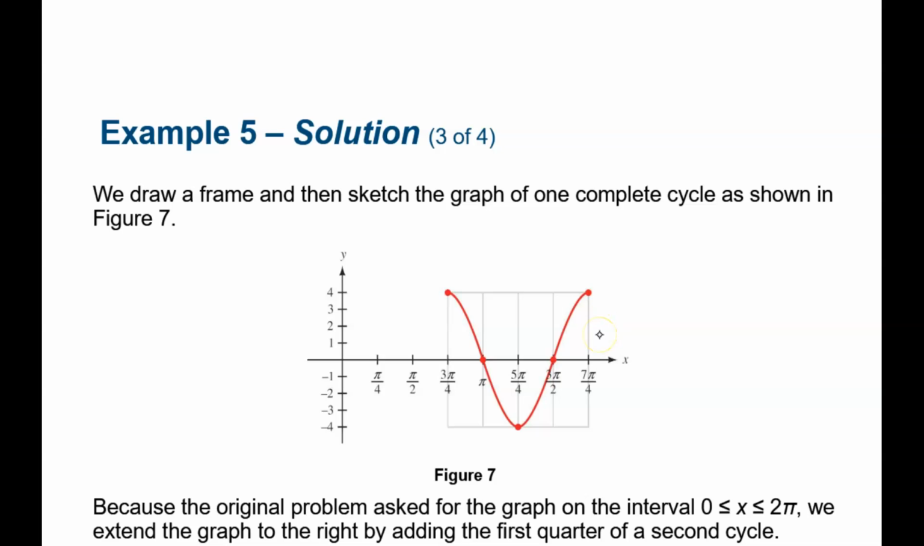And because the original problem asked for the graph on the interval from 0 to 2 pi, we extend the graph to the right by adding the first quarter of a second cycle.